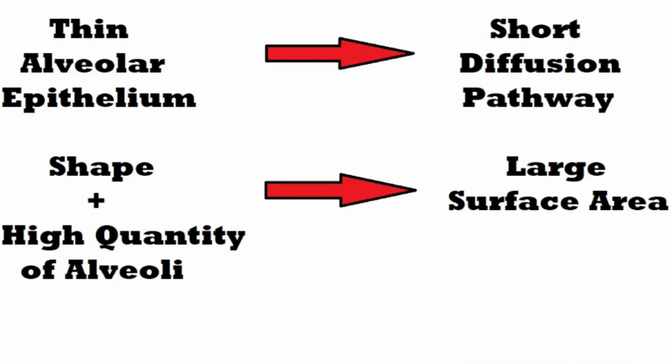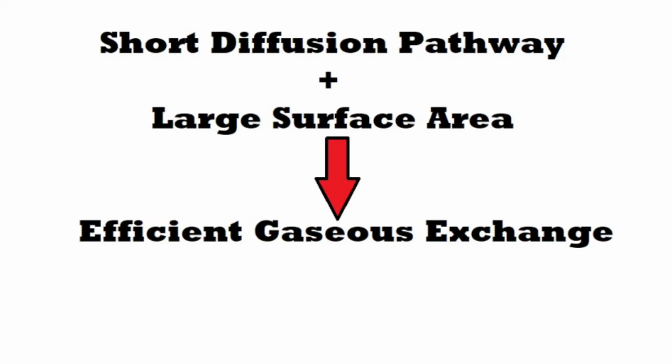The alveolar epithelium is very thin, only 1 cell thick. This means the diffusion pathway is very short, which allows for an efficient gaseous exchange process. The shape of each alveolus and the high quantity of them present in each lung also allows for an efficient gas exchange due to a large surface area.